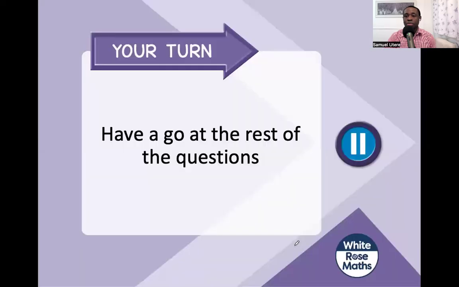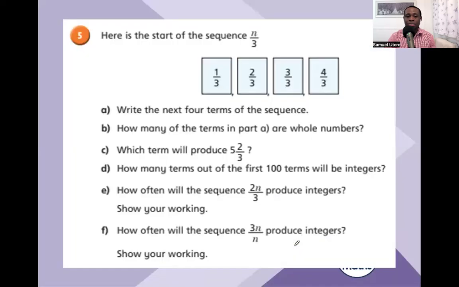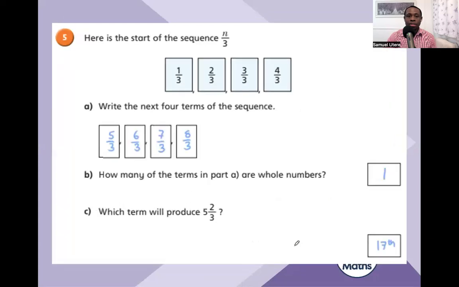It's now time for you to pause the video and answer question 5 in 6 minutes. Assuming you've paused the video and you've answered question 5, here are the answers. So question 5, A, B, and C.